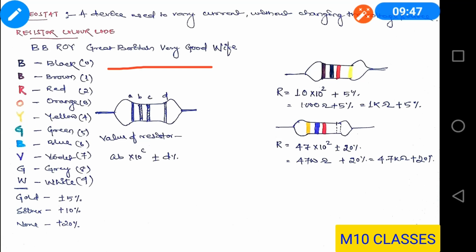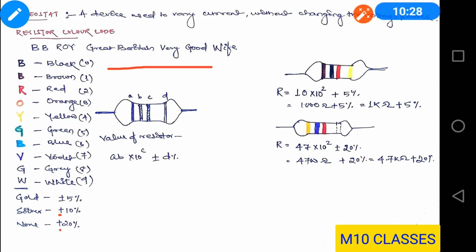So it will give you B, B, R, from Great Britain you'll get G and B, and from Very Good Wife, you'll get V, G, W. First B stands for black, next B stands for brown, then red, orange, yellow, green, blue, violet, grey and white. These are kept sequentially and the numbers start from 0 and end with 9 at white. So 0 to 9 the numbers are given. Next gold, silver and none, which are plus minus 5%, plus minus 10% and plus minus 20%. What are these? These are tolerance.